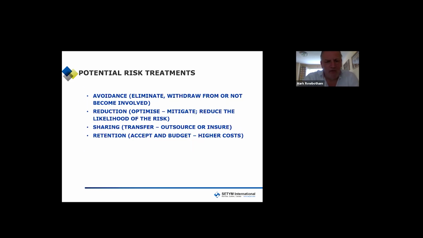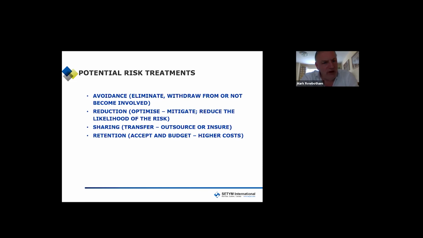Treatments are there: avoidance, elimination, withdrawing from it; reduction, so we mitigate, we reduce the likelihood and the impact of the risk, or certainly reduce the likelihood, which means the impact should come down anyway. We then share it. We transfer out to other authorities, as I said, things like logistics. That's why we use freight agents. We have insurance policies. All this is called sharing. We cannot physically deal with it, but we know an organization that can.